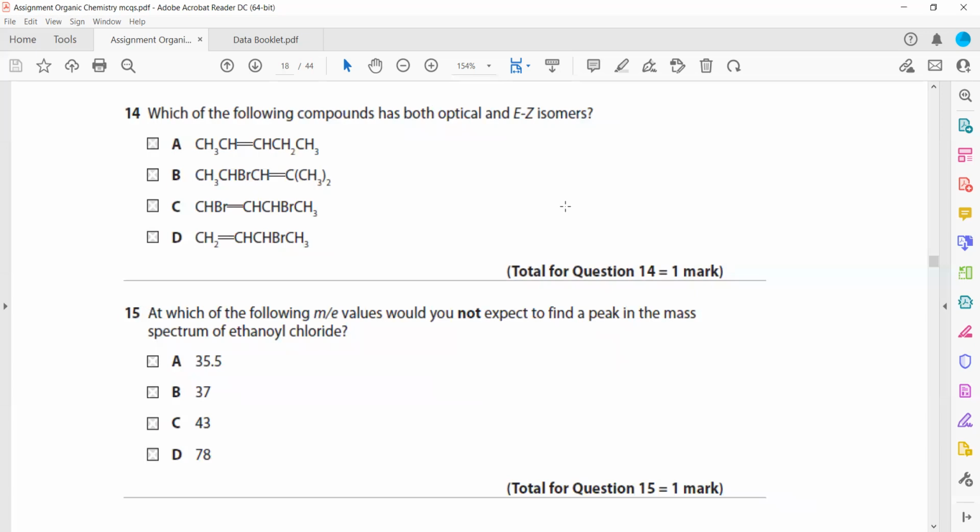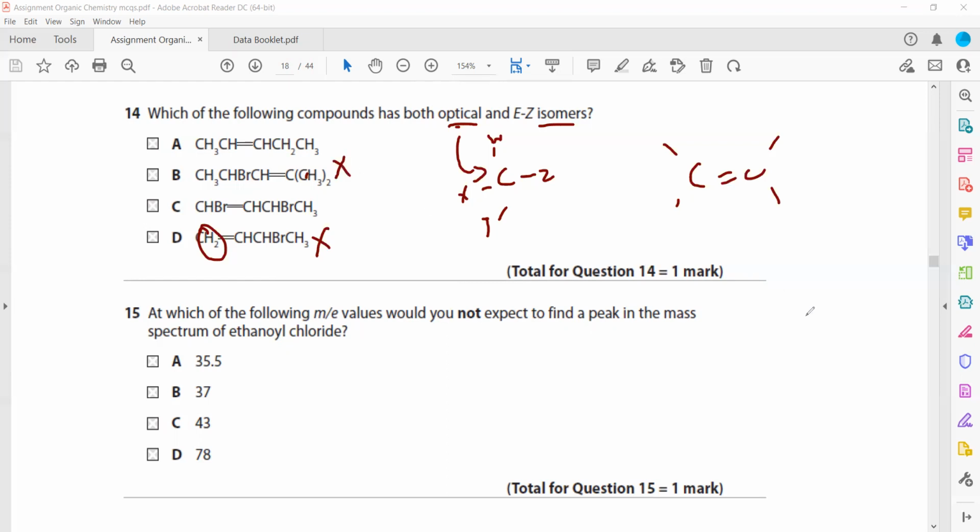which of the following compounds has both optical and E/Z isomers? To be optical, there should be a chiral carbon. Chiral means there should be different groups attached to the carbon. And to be geometrical, there should be a carbon-carbon double bond with two different groups attached, so we can compare their mass, not CH2. So D cannot be the answer because there is CH2 here. This also cannot be the answer. B cannot be the answer because CH3 is attached on both. So you're left with A and C.